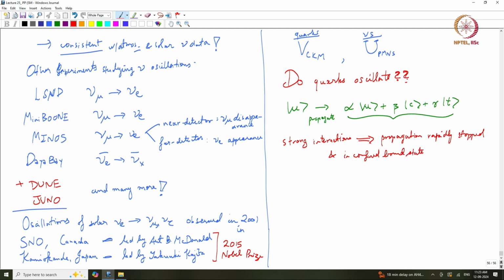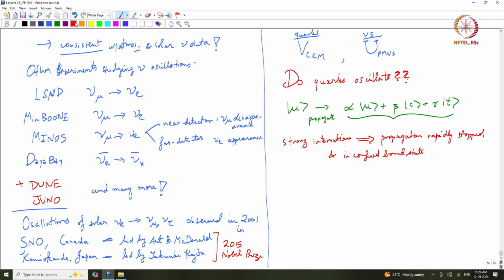So even you might think of matter effects also, just like in neutrinos. But there, at least, there was a forward scattering in an electron background. Here you are not going to get anything like that. Here you are just going to get stopped. The quark is already sitting in some confined bound state, and then the confined bound state, like a baryon, is going to see other baryons and just get stopped.